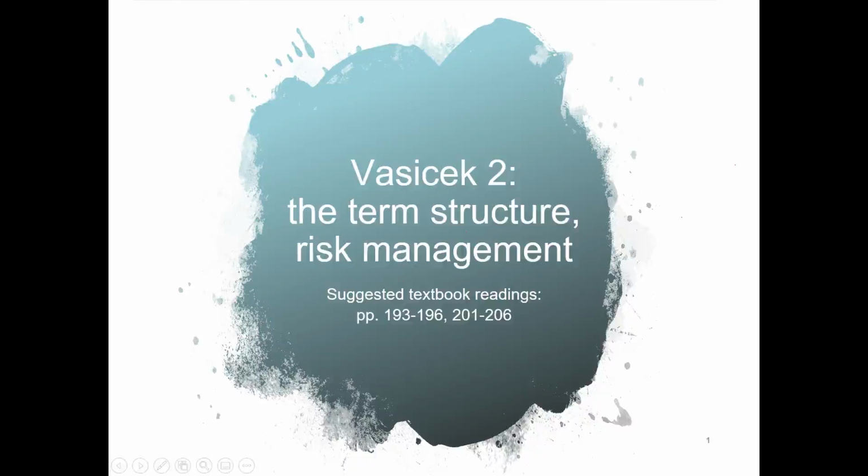In this chapter, we're going to do Vasicek 2, which is going to cover a new term structure for the short rate, and then we're going to learn how to price different bonds and how to compute their deltas and their gammas under the new Vasicek tree. These are the suggested reading.